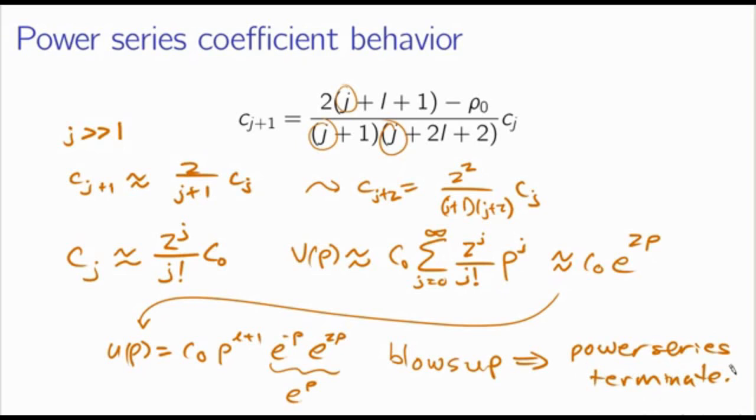So what does it mean for this power series to terminate? It means much the same thing as when our power series for the quantum harmonic oscillator had to terminate. We had the same sort of problem. If the power series didn't terminate, things would blow up. So the fact that this power series terminates is going to give us the same sort of phenomenon as we saw in the quantum harmonic oscillator. It's going to give us quantization.